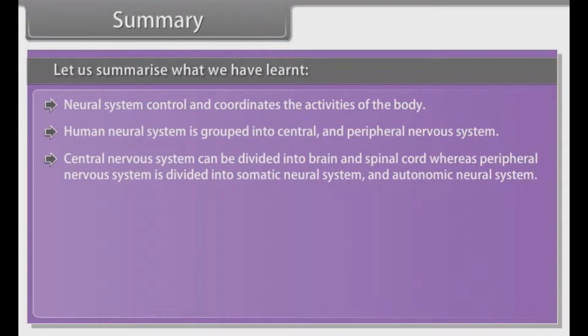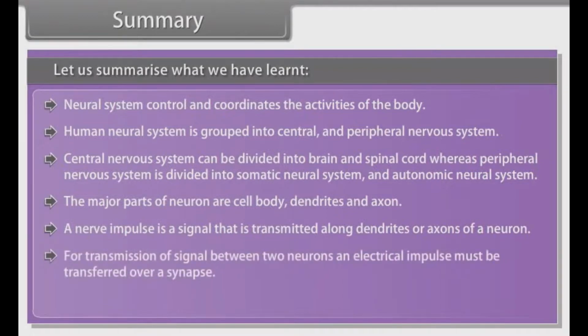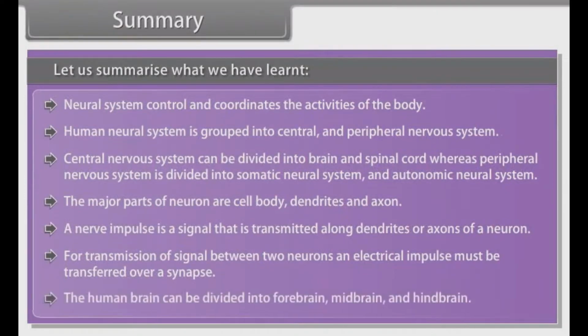The major parts of neurons are the cell body, dendrites, and axon. A nerve impulse is a signal that is transmitted along the dendrites or axons of a neuron. For transmission of signals between two neurons, an electrical impulse must be transferred over a synapse. The human brain can be divided into forebrain, midbrain, and hindbrain.